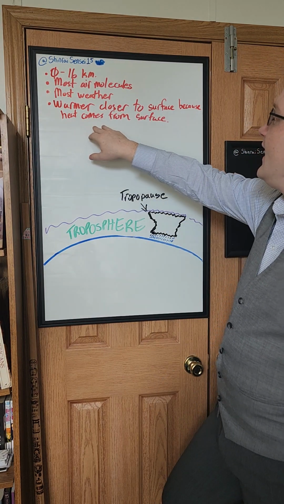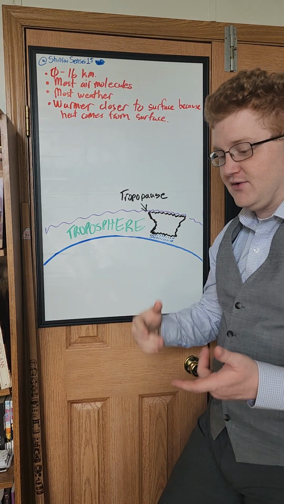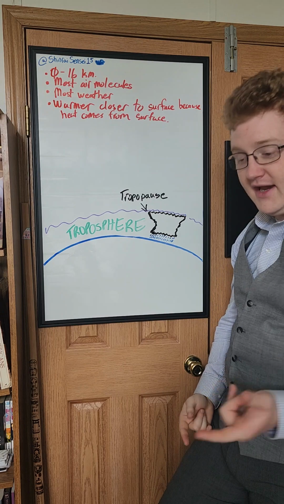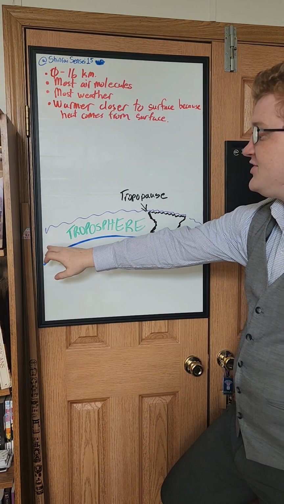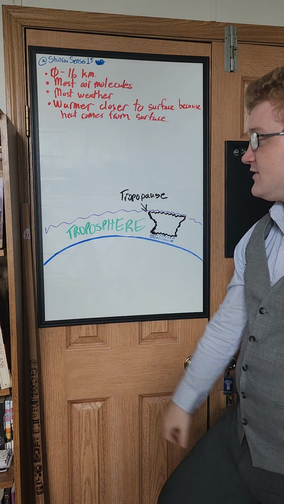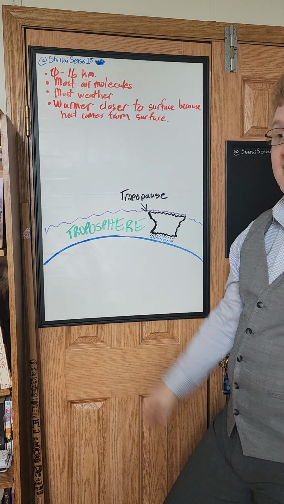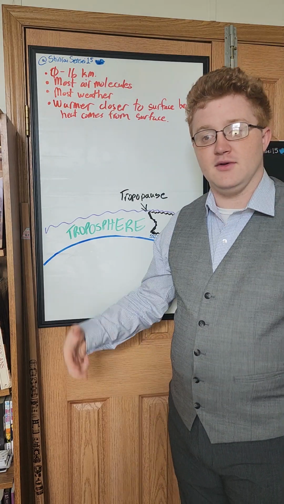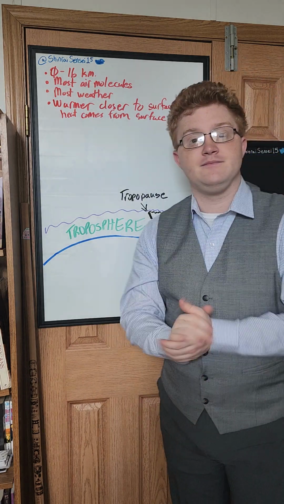Also, the air is warmer closer to the surface because the heat comes from the surface, whether it be due to volcanoes or fires, or just due to infrared radiation that is reflecting off of the surface of the Earth. The majority of the molecules closer to the surface are going to heat up due to that reflected or produced heat on the surface.